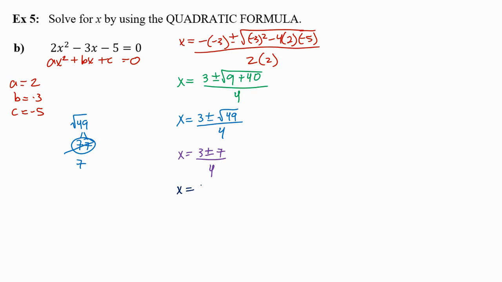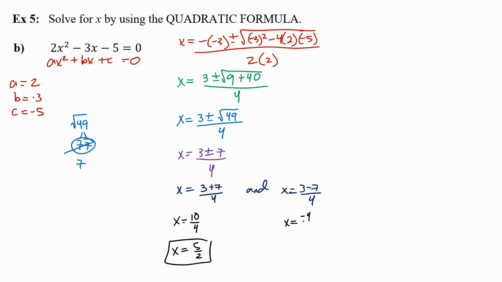And then separate my two answers. We have x equals 3 plus 7 over 4, and x is equal to 3 minus 7 over 4. So on the left, 3 plus 7 gives you 10. 10 over 4 can be simplified to 5 halves if you divide top and bottom by 2. And then on the right, we have 3 minus 7, which is negative 4 over 4, which can be simplified to just negative 1. So your final solutions for 5b are x is equal to 5 halves and x is equal to negative 1.